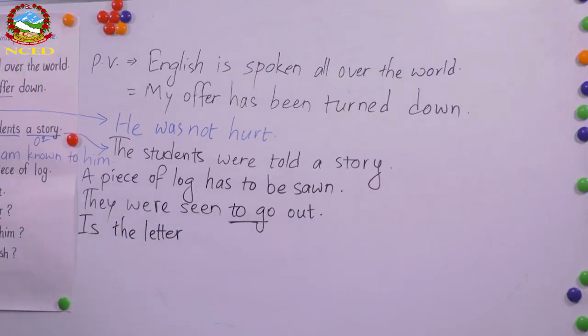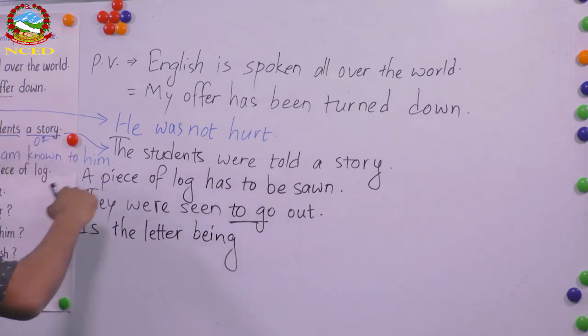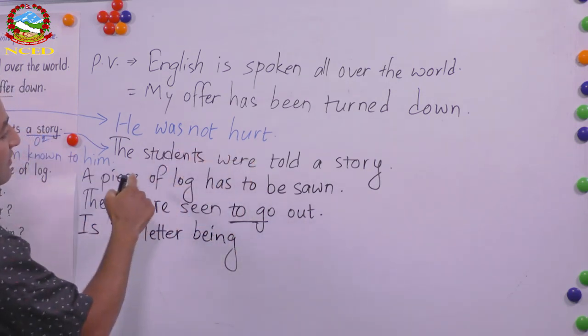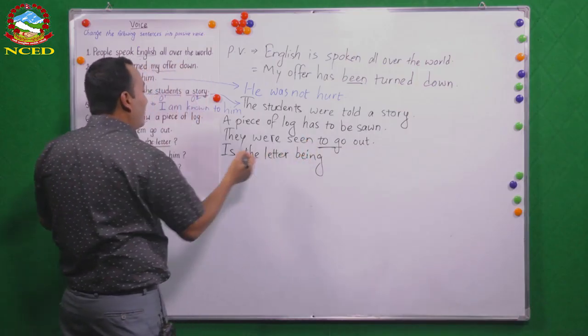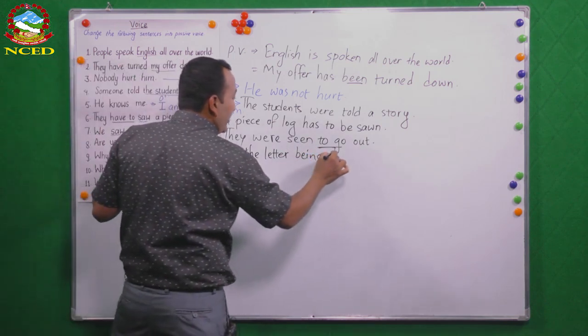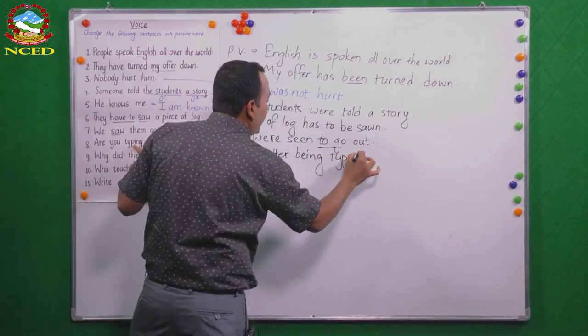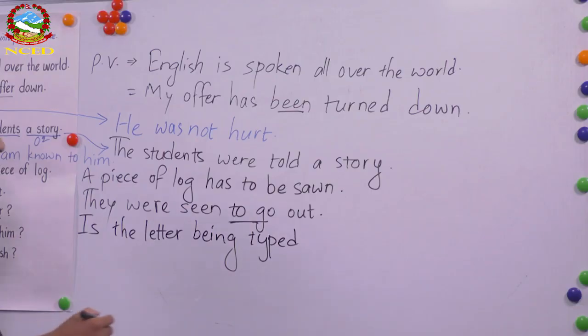"Is the letter," and there is verb 4. Whenever there is verb 4, use "being." Whenever there is verb 3, use "been." But here, for verb 4, the ing form of the verb, we use "being." Then verb 3: type, typed. Is the letter being typed by you?